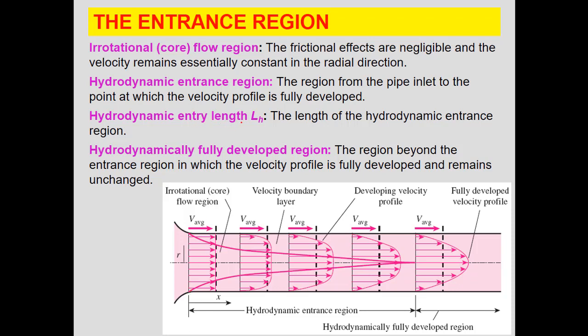Hydrodynamic entry length is the length of the hydrodynamic entrance region. This part. This is LH, or hydrodynamic entry length. Hydrodynamically fully developed region is the region beyond the entrance region in which the velocity profile is fully developed and remains unchanged. This part is the hydrodynamically fully developed region, where the profile of the velocity does not change after this point. Why are these different regions important?